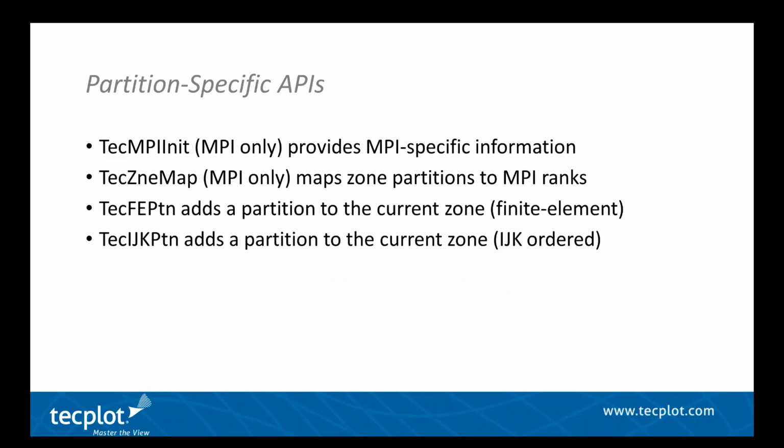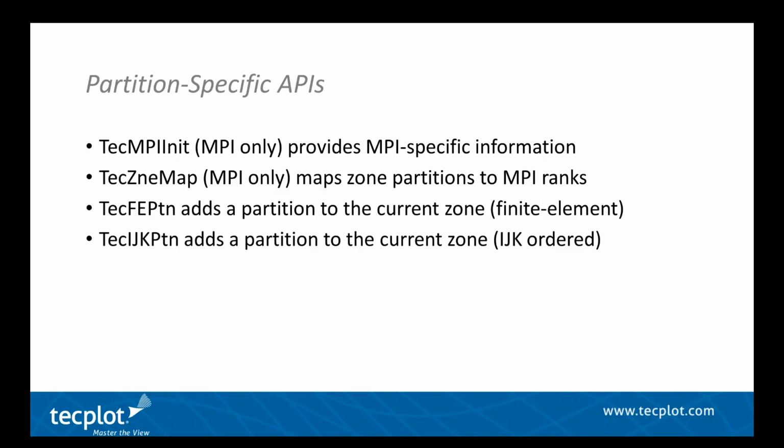So here are the partition specific APIs. The first 2 are for the TecIO MPI library only. And I should point out that the second 2 then are also part of the TecIO library, the serial output library, and you might wonder why you would want to be outputting partitions when you're using the serial version of TecIO. I put that in for debugging purposes. It's sometimes convenient to run your simulation code in serial for debugging purposes just on a single machine.